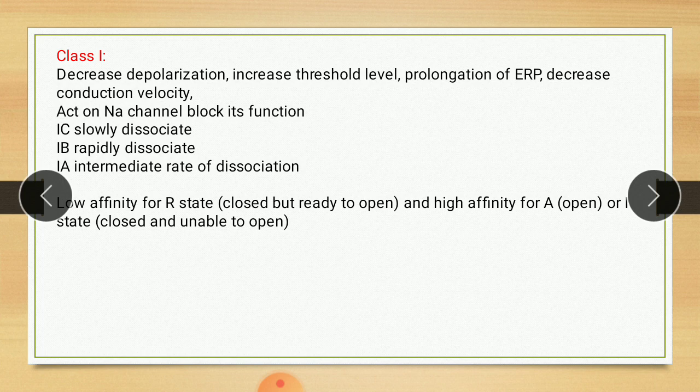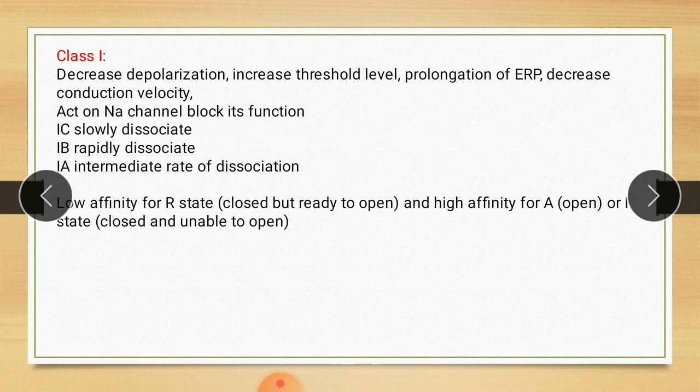Then see the first class, that is class 1, membrane stabilizers. So these drugs have membrane stabilizing property and act on the myocardial membrane to slow conduction by inhibiting phase 0 of the action potential. They decrease the maximum rate of depolarization. They also increase the threshold level, increase ERP, and decrease conduction velocity. Prolongation of ERP tends to abolish arrhythmia. These drugs act on the sodium channel and block its function, preventing sodium conductance as long as the drug is bound to the sodium channel. Class 1 can be subdivided, as we saw in the classification, based on the rate at which they dissociate from the sodium ion channel.